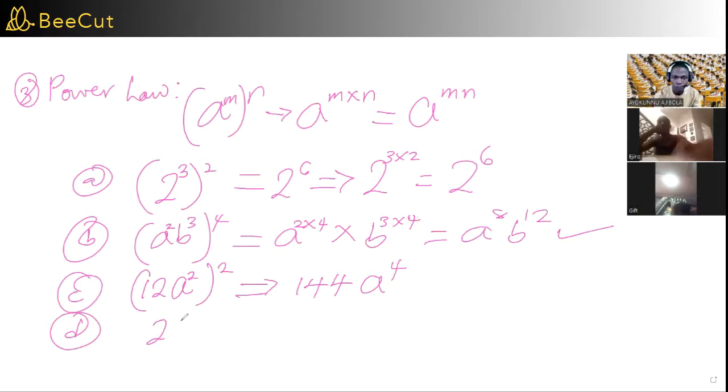Okay, option D. Let's assume I have 2 B, 2 raised to the power 3, B raised to the power 2, all raised to the power 5. And this is going to be 2 raised to the power 15, then times B raised to the power 10.